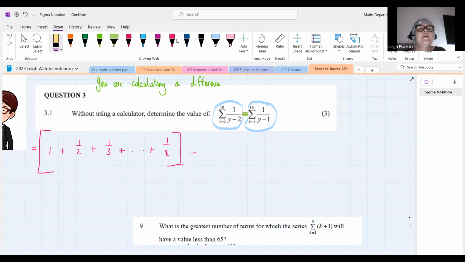Now for the second bit, let's sub in again. We start by subbing in 3. So 3 minus 1 would be 1/2. And then we would sub in 4. 4 minus 1 would give us 1/3. And then I'm going to jump all the way to the end. 10 would go in. I would end up with 1/9. Okay, now before I go any further, does that make sense to everybody?